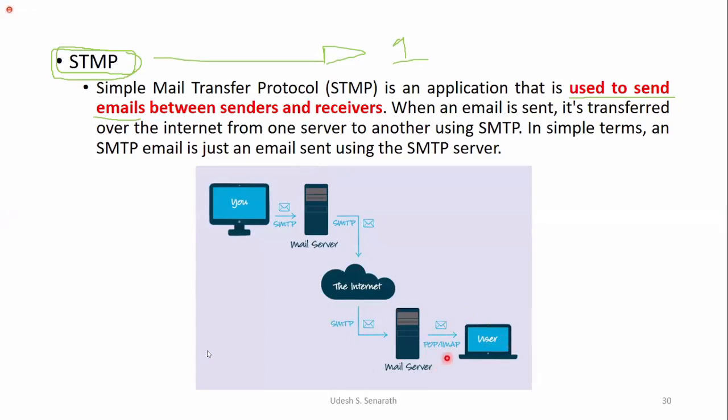In the server, the email is available. If that person is using POP3, that email will be downloaded to that person's computer and removed from the server. If that person is using IMAP, it will not be removed from the server and will remain there. Whenever the person wants, they can read it. Normally, we use POP3 for casual things, if we don't need any evidence.